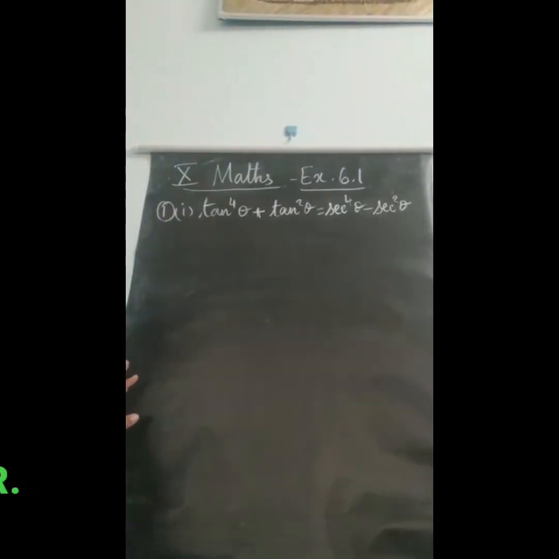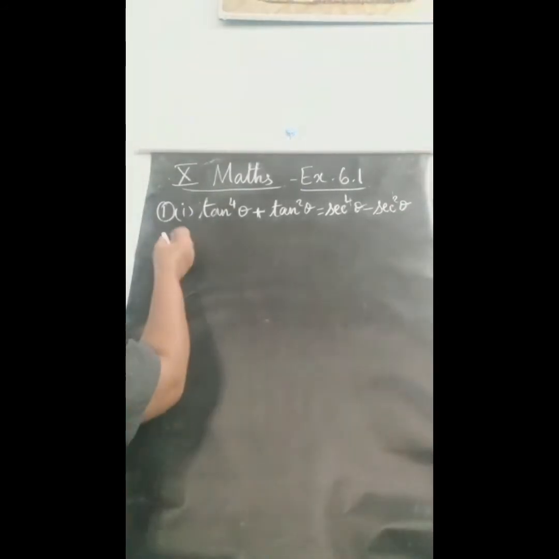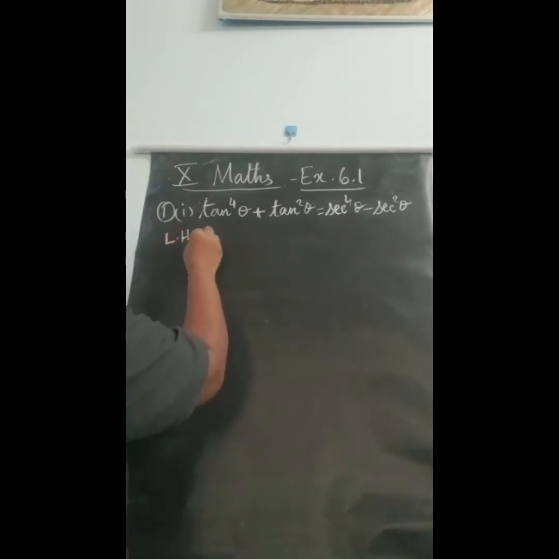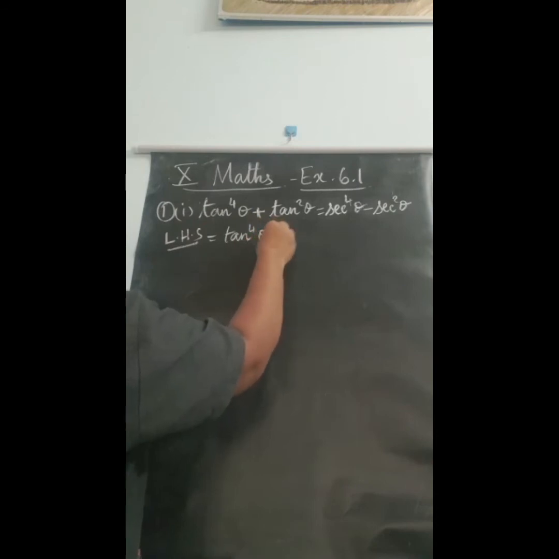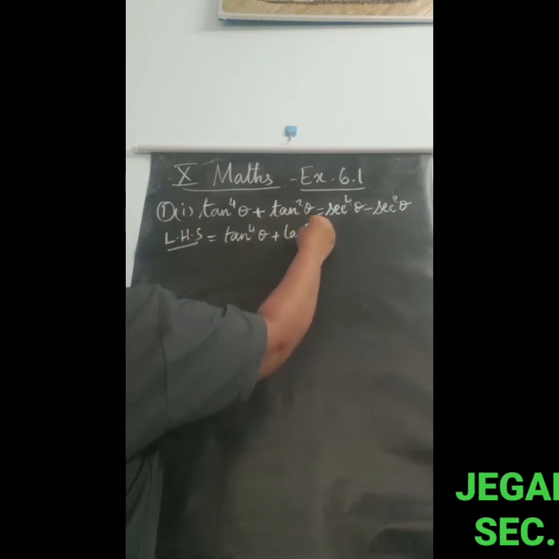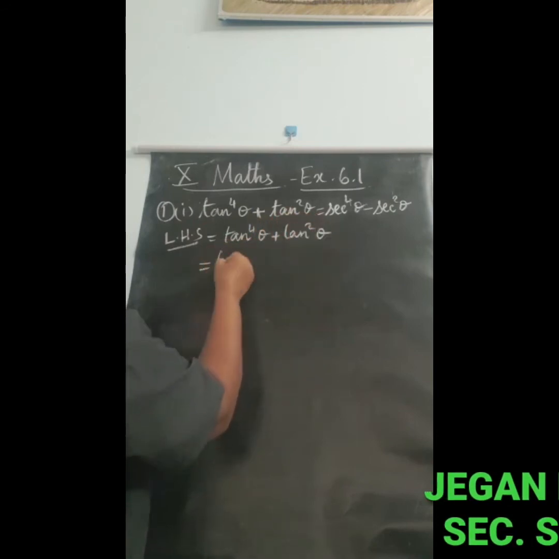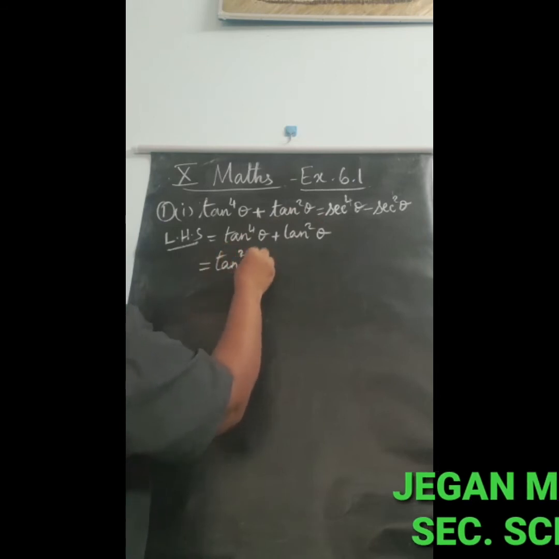The second question is tan power 4 theta plus tan square theta is equal to secant power 4 theta minus secant square theta. Now let us take the LHS. So what is in LHS? That is tan power 4 theta plus tan square theta. We have to take tan square theta common.